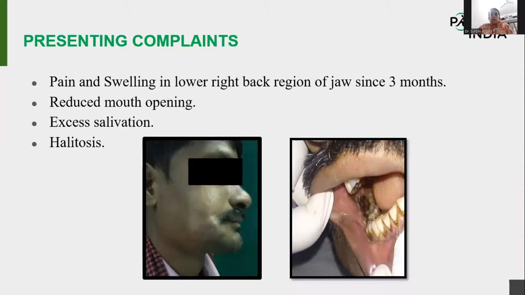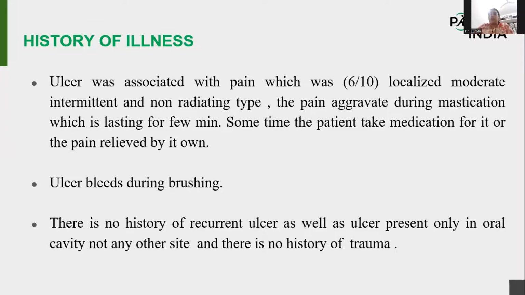Pain and swelling in lower right back region of jaw since 3 months. Reduced mouth opening is present, excess salivation and halitosis. Coming to the history of illness, the ulcer was associated with pain, which was 6 out of 10 based on the VAS scale. Pain is localized, moderate, intermittent, and non-radiating. The pain aggravates during mastication, lasting for a few minutes. Sometimes the patient takes medication for pain relief on his own.